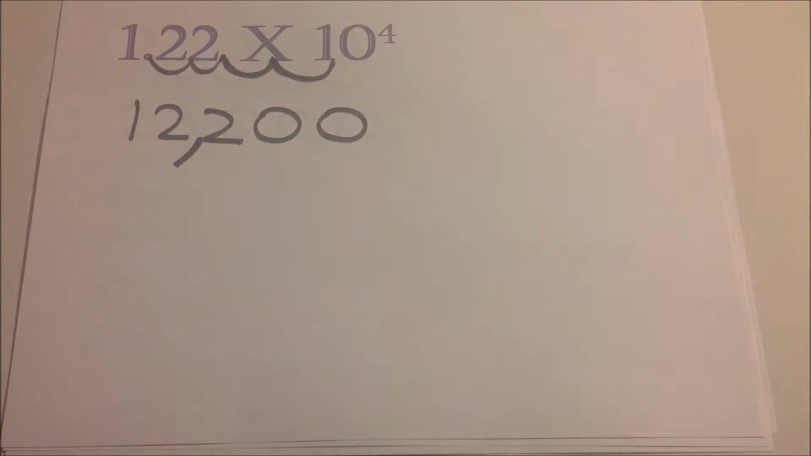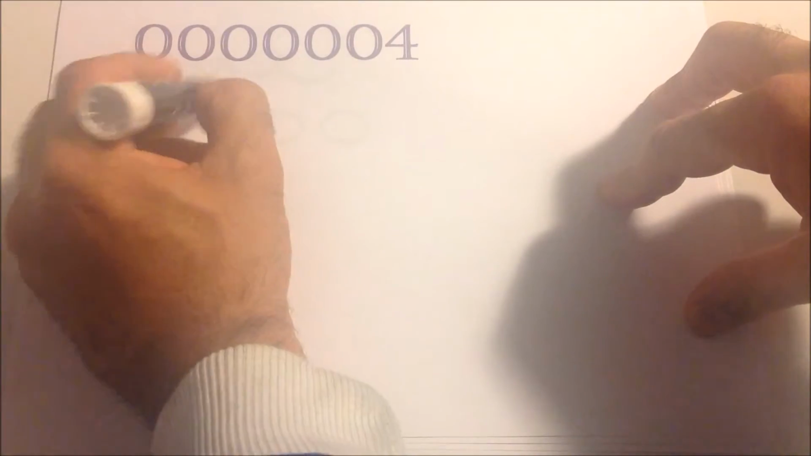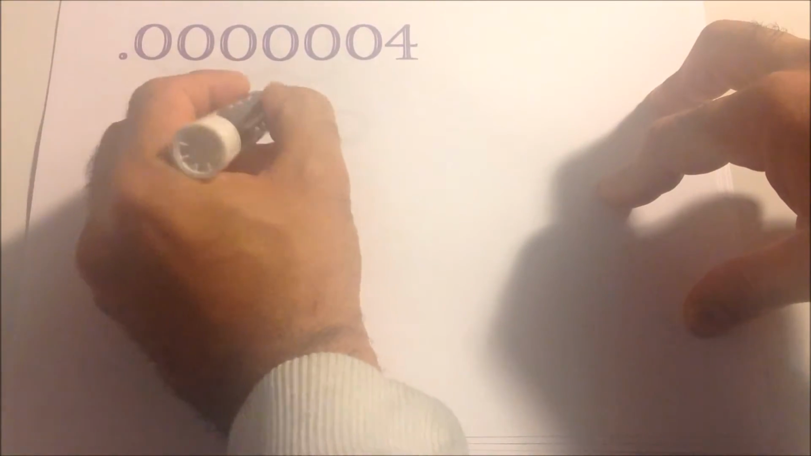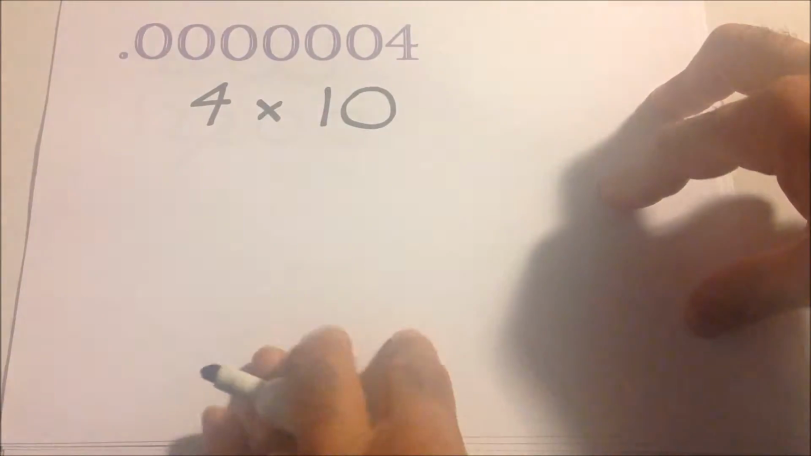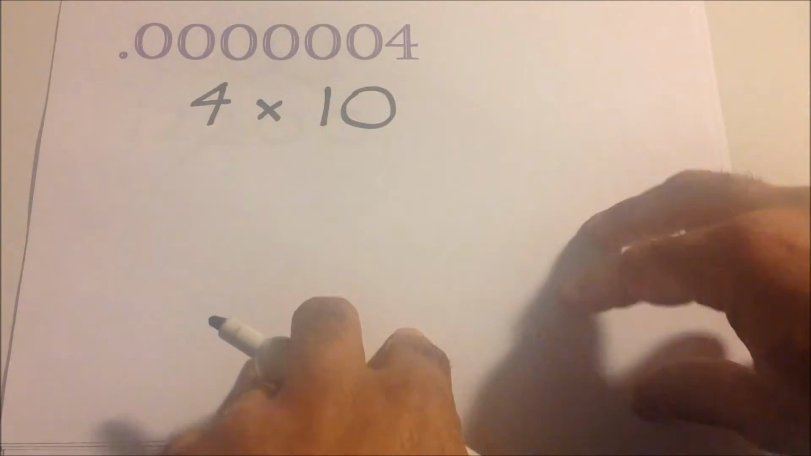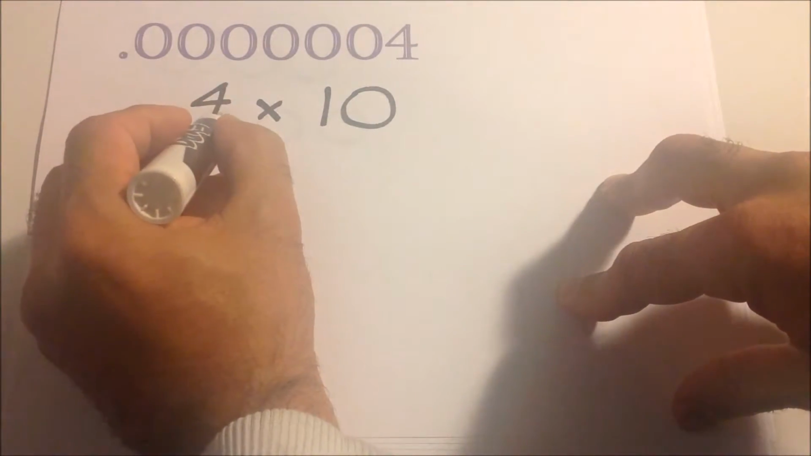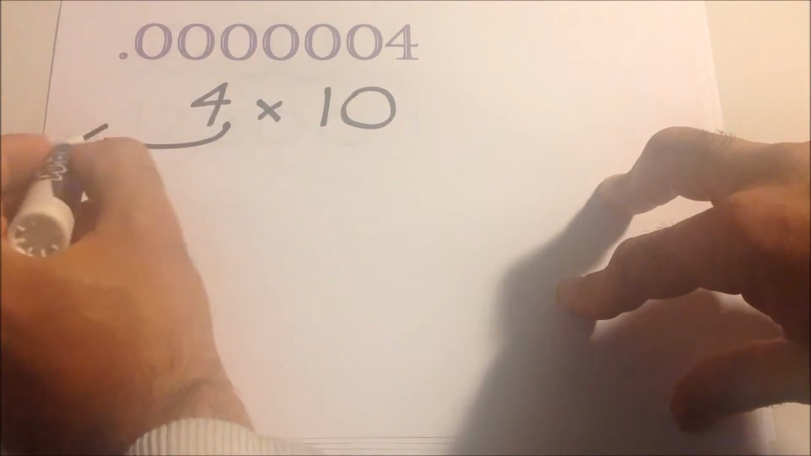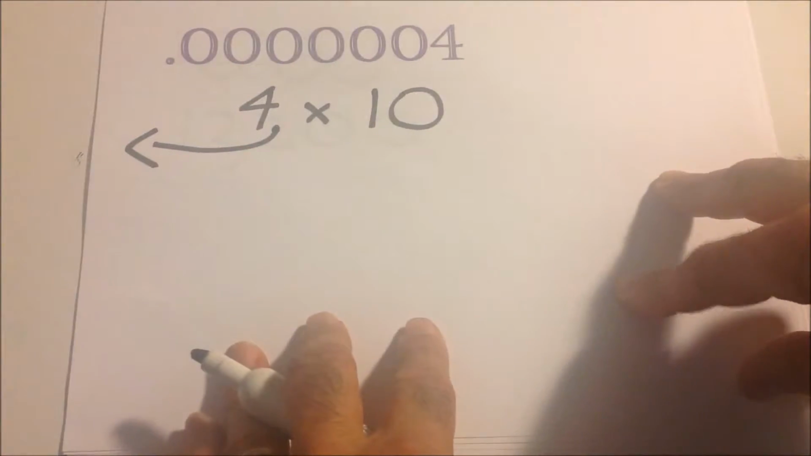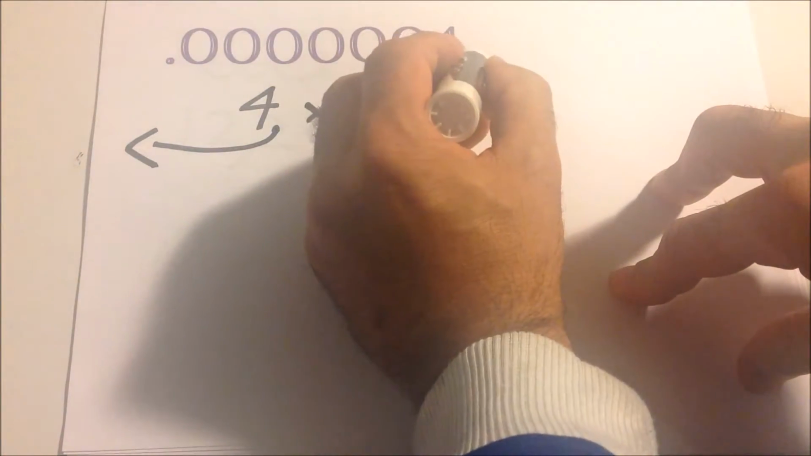Now, what if we had a number like this? This is a decimal. So we look for the first number that's not 0. It's 4. So we know we're going to have a 4, and we're going to times it by 10. But again, we don't want to go to the right now. We want this decimal, which is here now, to go this way. Bring that over. So the decimal's here, and we want to get it to here.